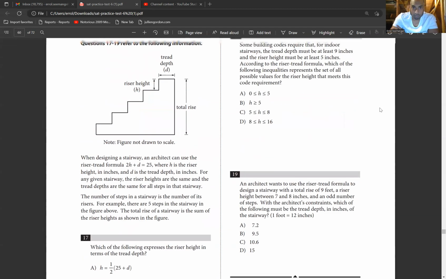Okay, so going back here, the architect wants to use the riser tread formula to design a stairway. 2H plus D is 25, with a total rise height of 9. A riser height between 7 and 8, so we write 7 less than H less than or equal to 8. That's between 7 and 8, which is this condition.